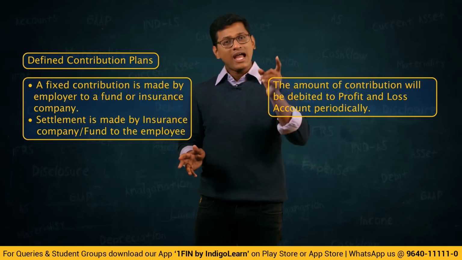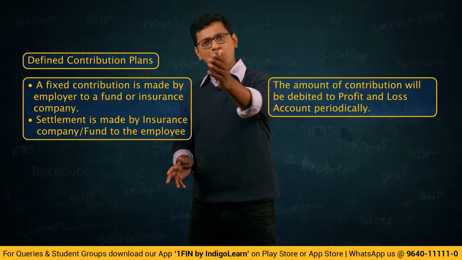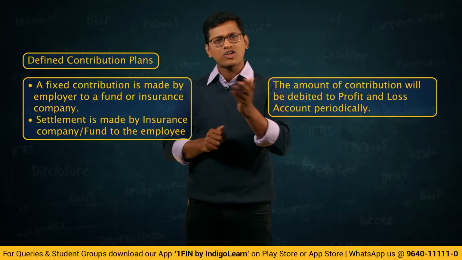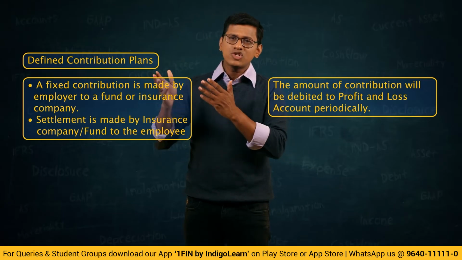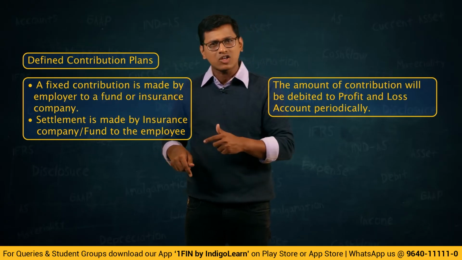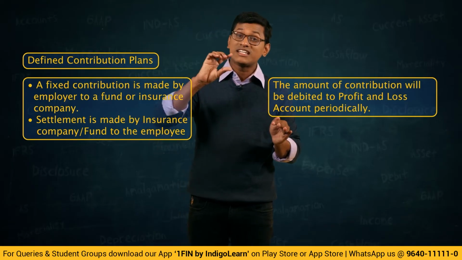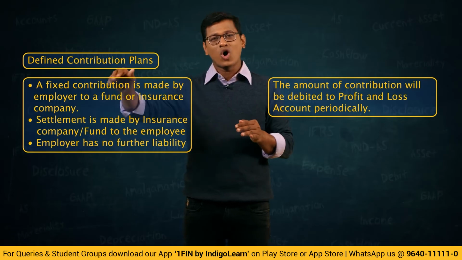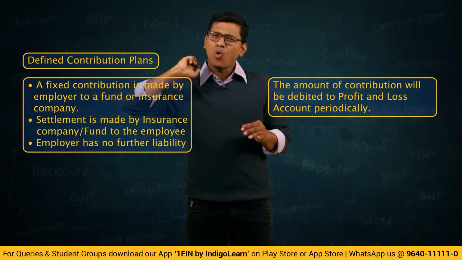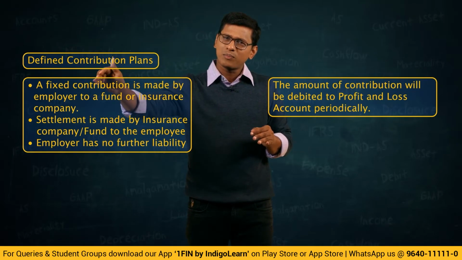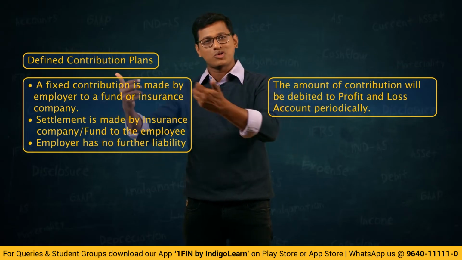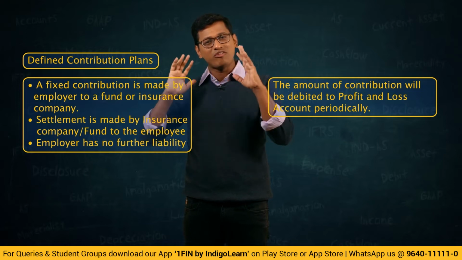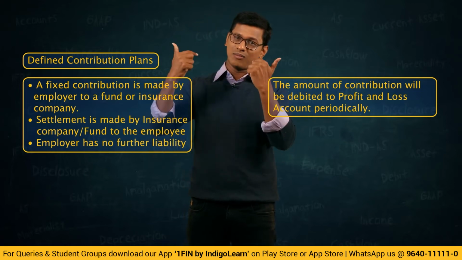Now, tell me, at the end of the employee's term, if the employee comes to that particular insurance company and asks for PF payment or gratuity payment, will the insurance company ask you to make any further contribution? No. It is a defined or fixed contribution which you already paid to the insurance company, or that fund as I can call it, and whatever has to be settled to the employee now is not my problem. That is going to be the problem of the insurance company, right? So, there will not be any further obligation that will come on to us.